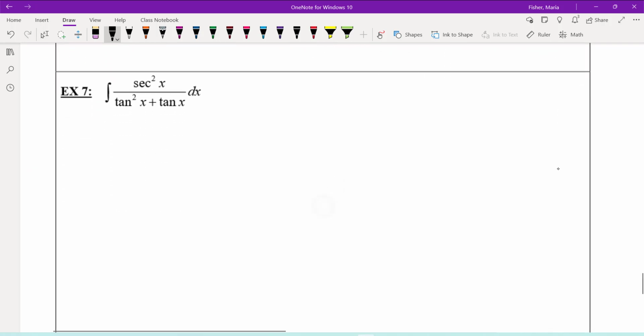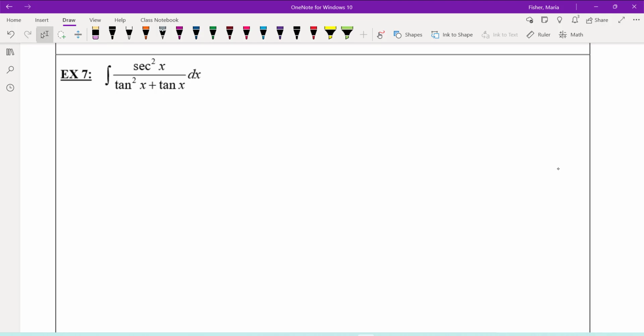Let's look at our last one, number 7. Number 7 is the indefinite integral of secant squared x over tangent squared x plus tangent of x dx. Well, this isn't really a rational expression because secant and tangent are not polynomials. And if we think back to what we learned in trig integrals, we said if secant is even and positive, which it is, we saved a secant squared and we became a power of the tangent.